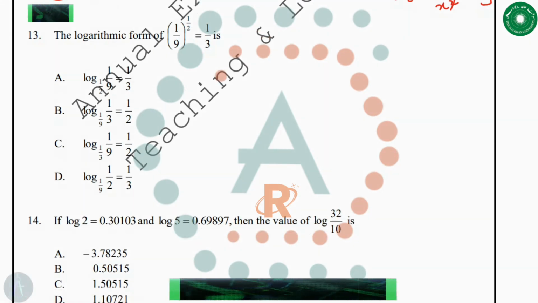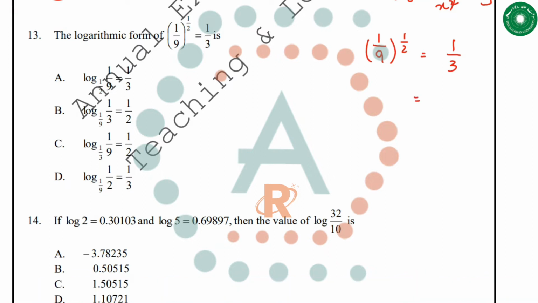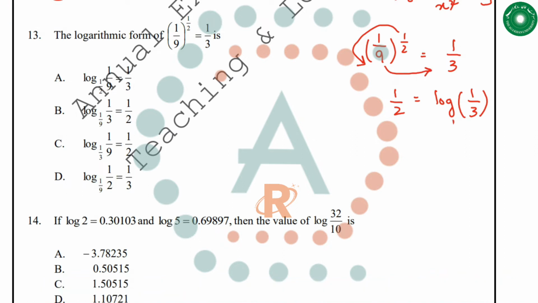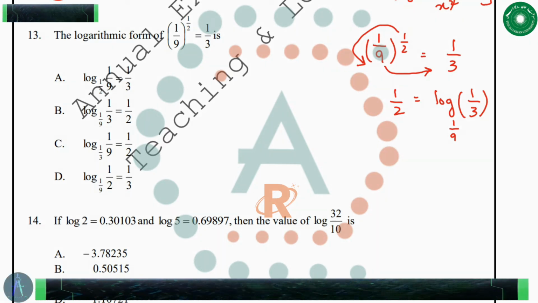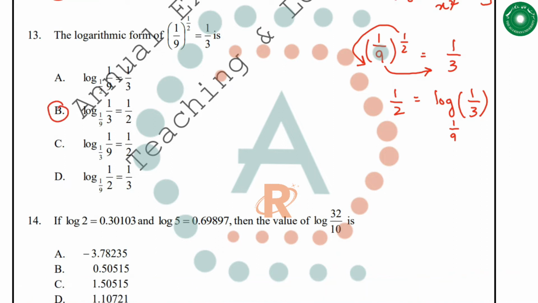The logarithmic form of 9 raised to the power 1 over 2 equals 1 over 3. When we convert this into logarithmic form, this power will move to the other side of the equation, and the base 1 over 9 will shift to the base of the logarithm. So log of 1 over 3 to the base 1 over 9 equals 1 over 2. So the correct option is option B.